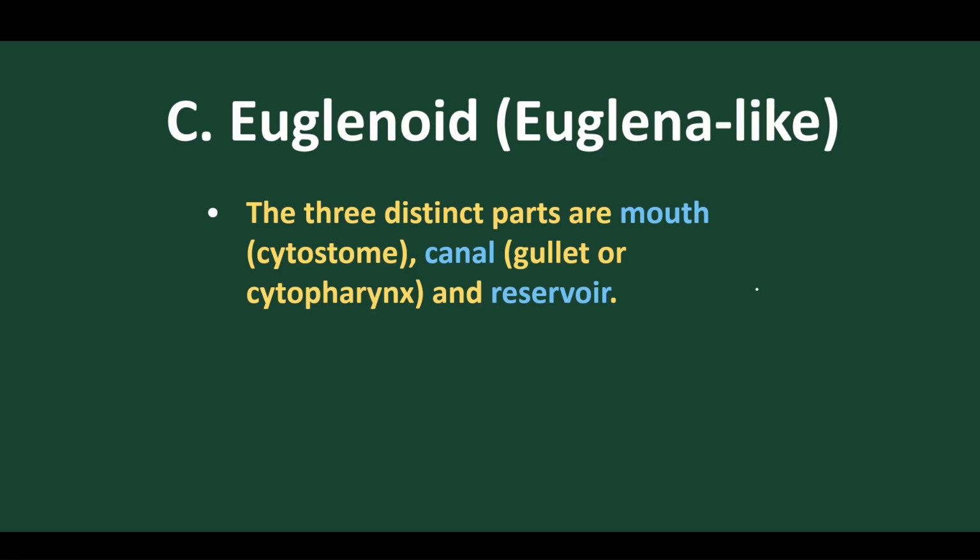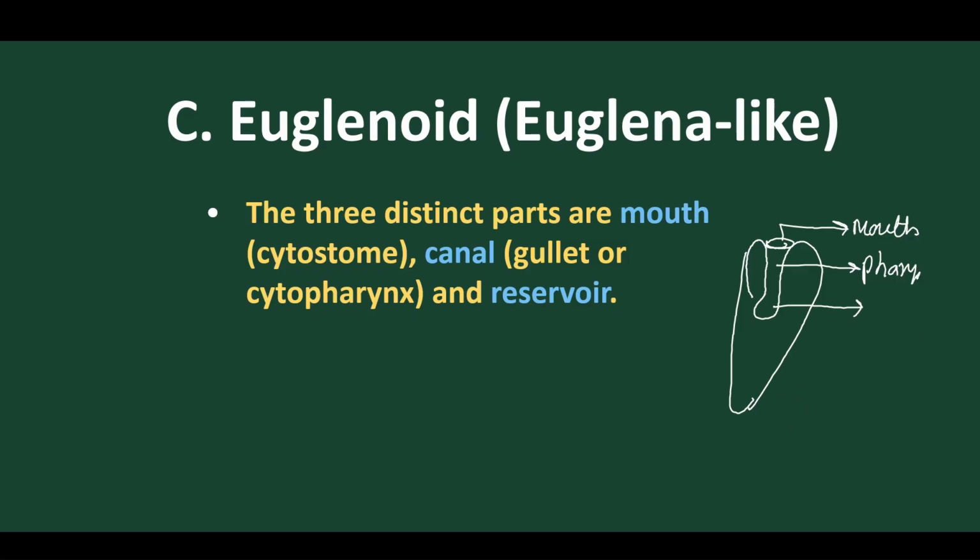Suppose this is the apical part. When we move on to the apical end, we find three parts. Here is the mouth, here is the pharynx, and here is the reservoir. So three distinct parts are present, like animal nature. The opening is called the mouth, and this cavity, this canal, is called the pharynx. Here we find the reservoir present. The stomach-like activity is present, which is called the reservoir.